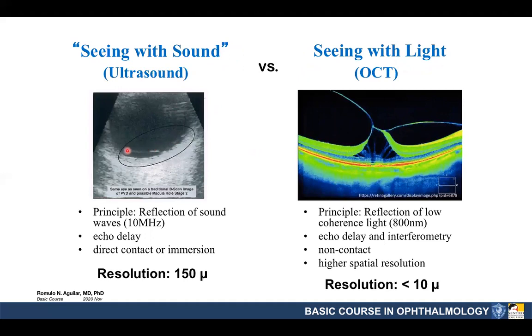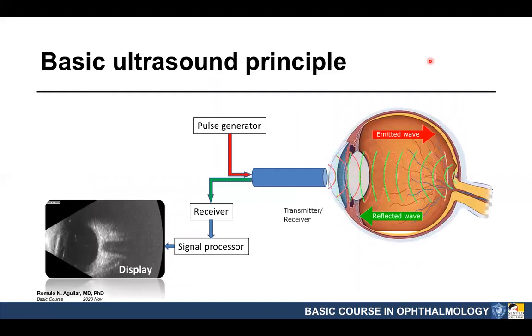So here you have a vitreoretinal traction, but you don't see much of the details because the resolution is very low. Here, the resolution is high, and you can see the minutest detail of the vitreoretinal traction membrane and as it pulls on the retina. This is seeing with light. So, to give you an insight on the difference, let's review the basic principles behind ultrasound.